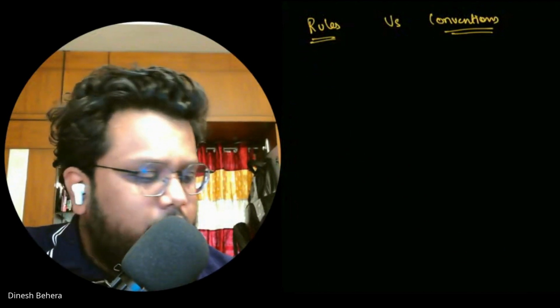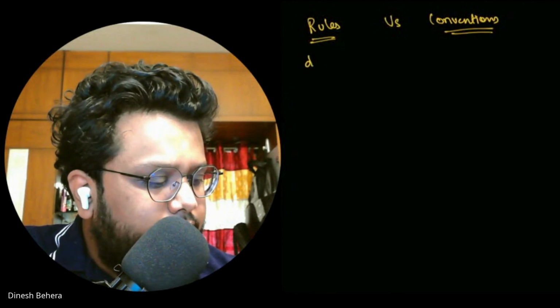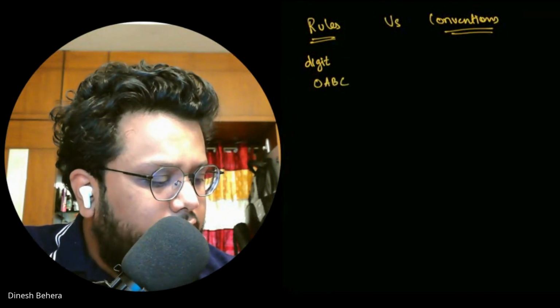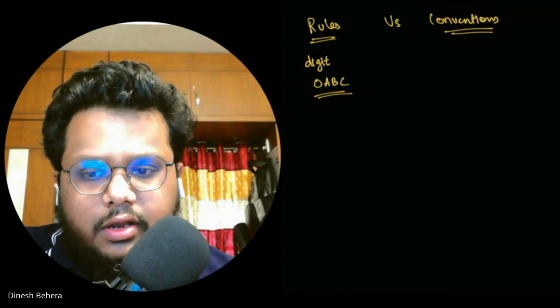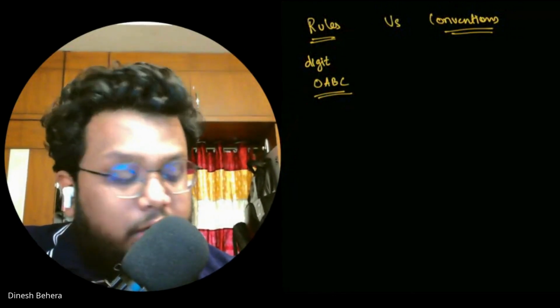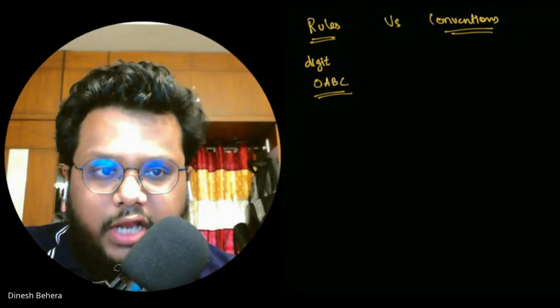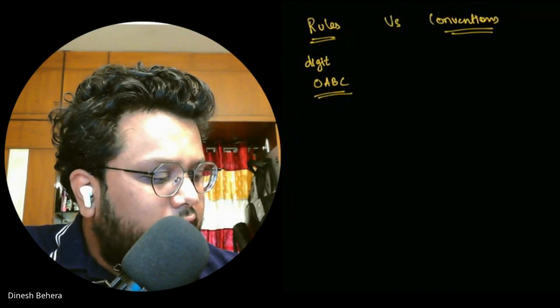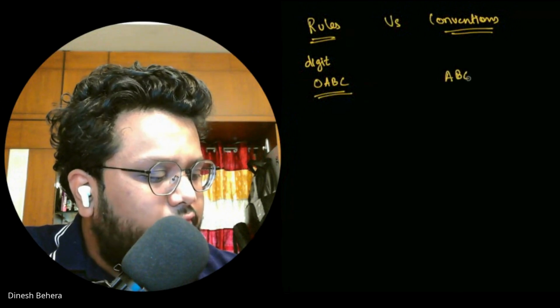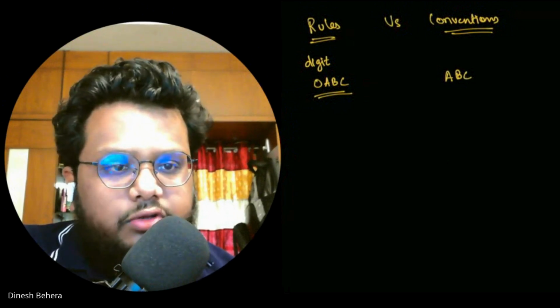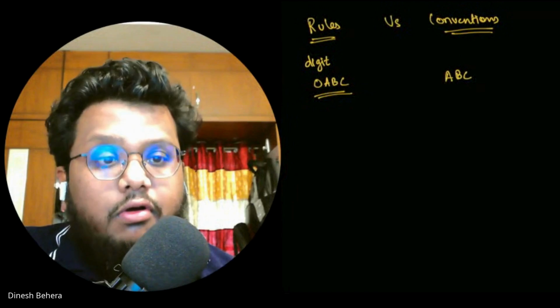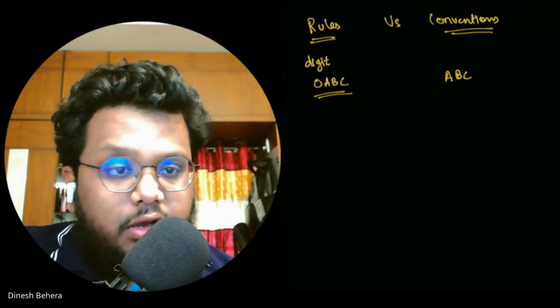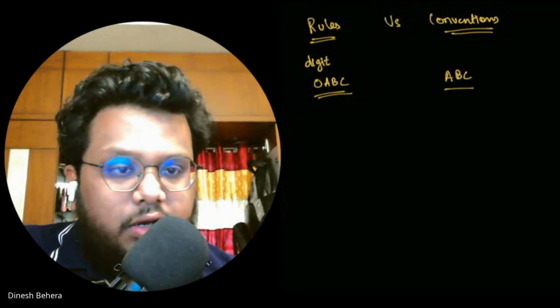Rules: a name cannot start with a digit, right? 0, A, B, C. So we cannot declare a variable starting with 0. Okay, now that's a rule. Now convention says we can write a variable name as capital ABC, but it's better to use proper structures here. So if we are using some NGO or some kind of synonyms or acronyms, those can be written in this format.